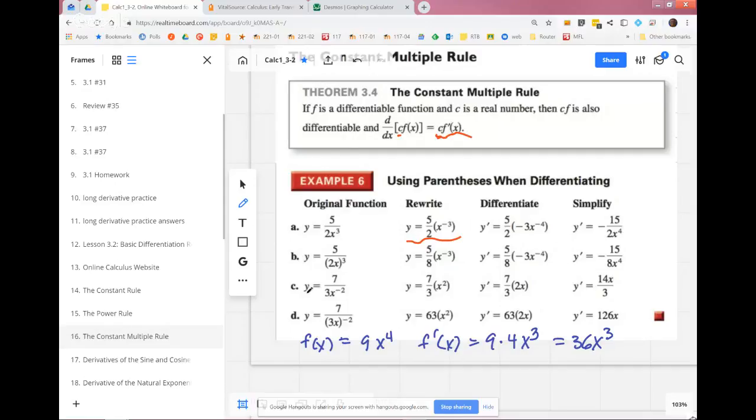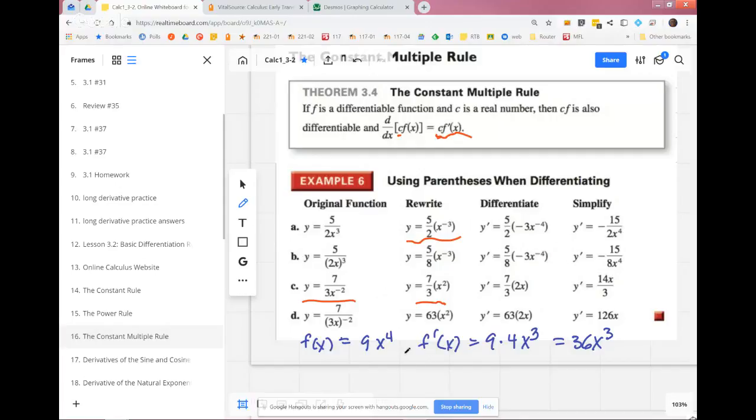Let's go down. Let's do part C next. Okay, so you're given this function, 7 over 3x to the negative 2. I've got to get rid of that negative power, so isn't that really just 7/3 times x squared? Again, as you get rid of the negative exponent, you've got to move it to the opposite floor. Now we can do the derivative, power rule. 2 multiplied by that, and then reduce the power from 2 to 1. Simplify. 7 times 2x is 14x, and 3 on the bottom.